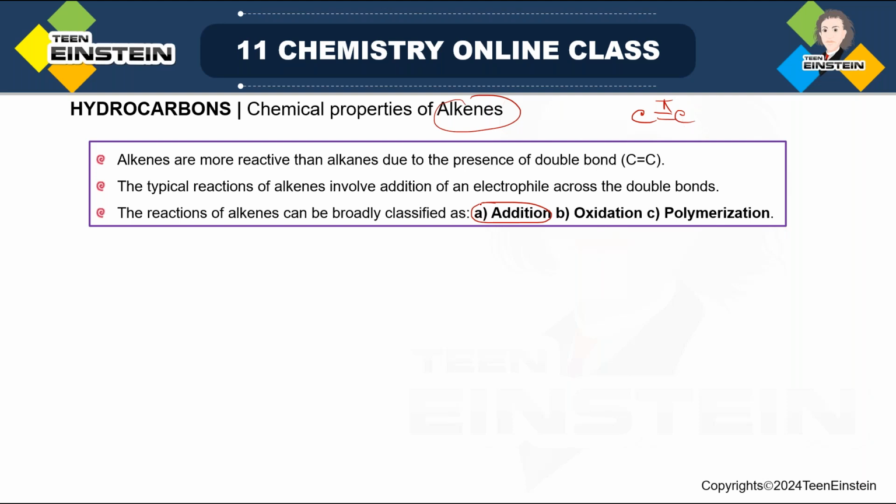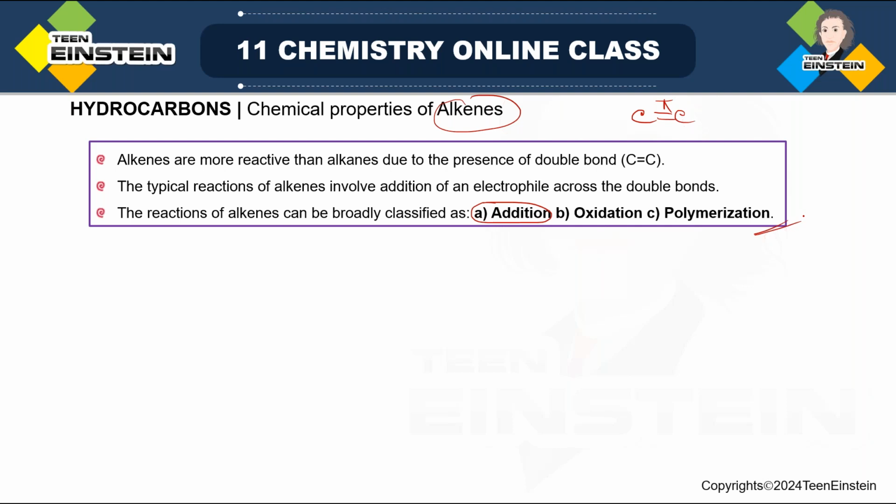Because of this pi electron cloud, in presence of some good oxidizing agent, these pi electrons can be easily captured by them. And then there is a very special type of reaction that you can expect from the CC double bond, that is polymerization.